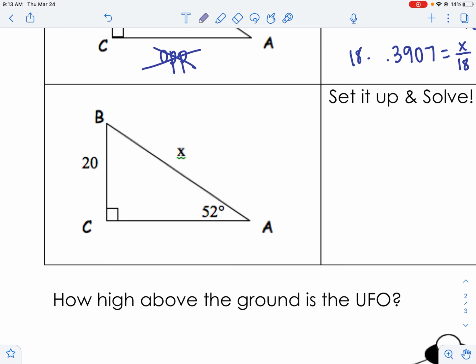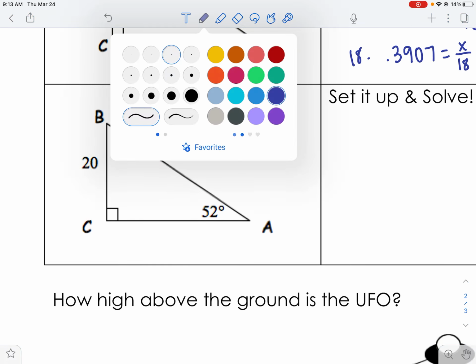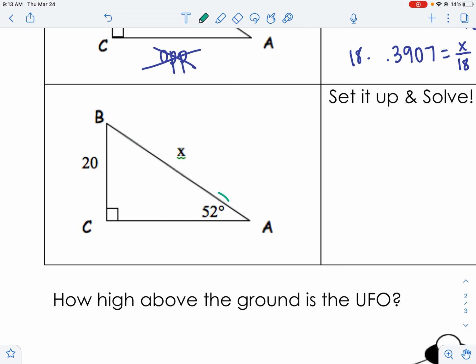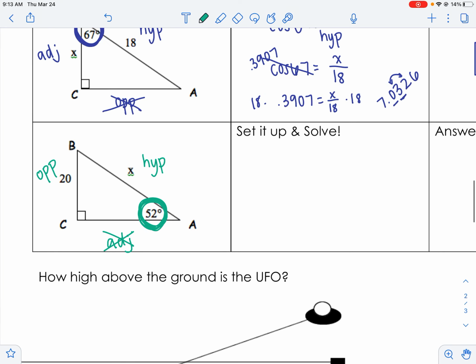So taking a look at another one, I have this angle marked down here. I always have to figure out first, what's my theta? What's my acute angle? That would be 52. And asking yourself, what's 20 going to be? That would be opposite because it's across. X is going to be our hypotenuse. And I have nothing on the adjacent side, so I can go ahead and cross that out. I don't have anything there.